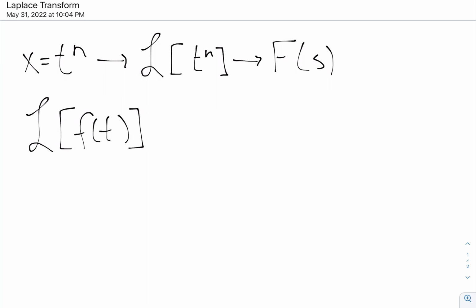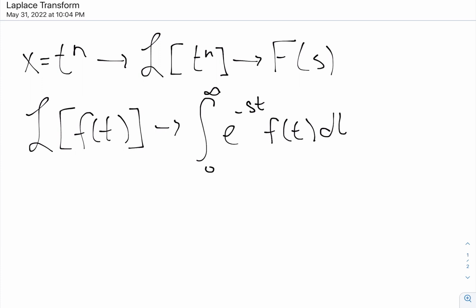What the Laplace transform does is it takes a function f of t and puts it into an integral. The integral is from 0 to infinity, so it's an improper integral, right? One of the bounds is infinity, and it's the integral of e to the negative st times f of t dt.